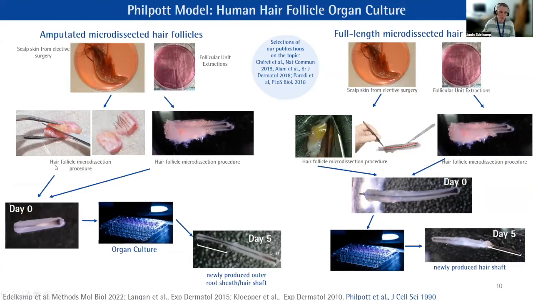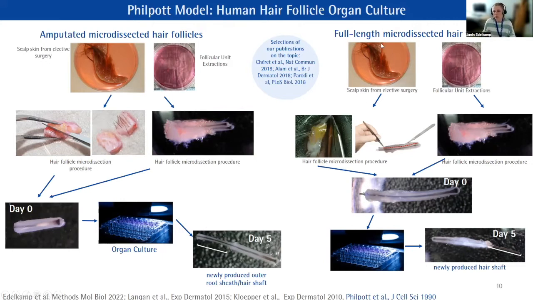So the original model is the one of the amputated hair follicles, which is cut below the bulge, the level of the stem cells of the hair follicle actually. And this is used a lot for hair growth studies because these little tiny mini organs in their organ culture plates grow at a similar rate from day to day as our hair on the scalp does. So this is very nicely comparable if we treat them with different compounds or drugs.